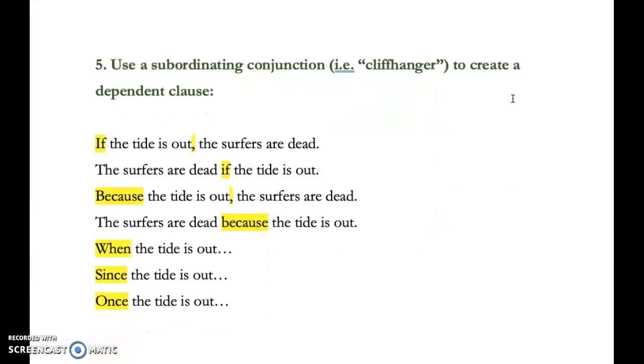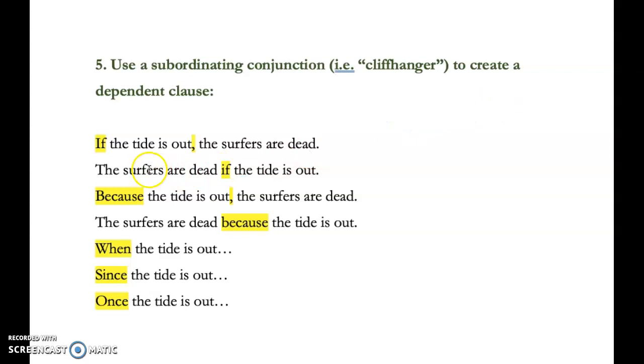The last option is to use what we call a subordinating conjunction. I like to call those cliffhanger words, and hopefully you remember that a cliffhanger word creates a feeling in the reader of wanting to know what happens next. A cliffhanger word creates a dependent clause, and a dependent clause is not a complete sentence. A dependent clause is like a dependent child. It needs an adult to be connected to it in the same way that a dependent clause needs an independent clause to be connected to it.